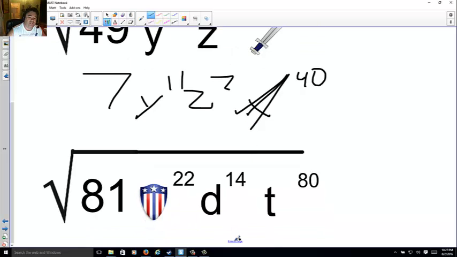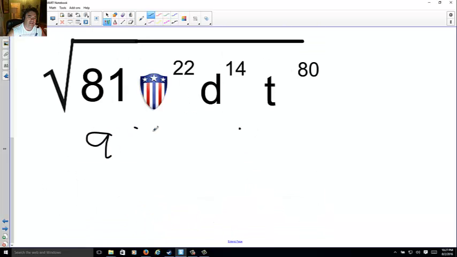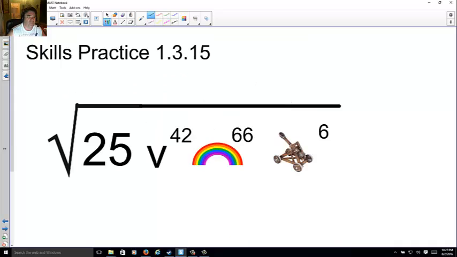And this one here, let's see, I have 9, America shield to the 11th, d to the 7th, and t to the 40th. Skills practice 1.3.15.